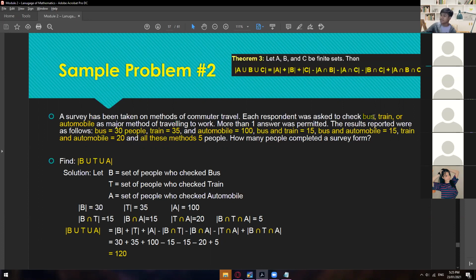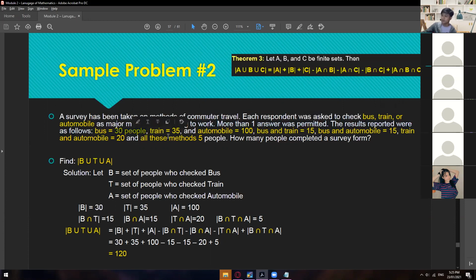Okay, we have the bus, the train, and then the automobile. So in here, a survey has been taken on methods of commuter travel. Each respondent was asked to check bus, train, or automobile as the major method of traveling to work. More than one answer was permitted. So the results reported were as follows.